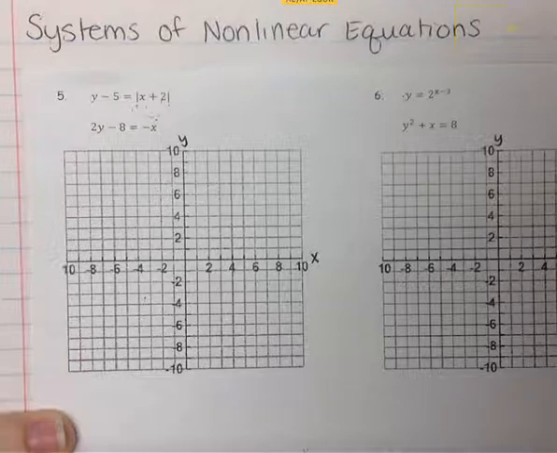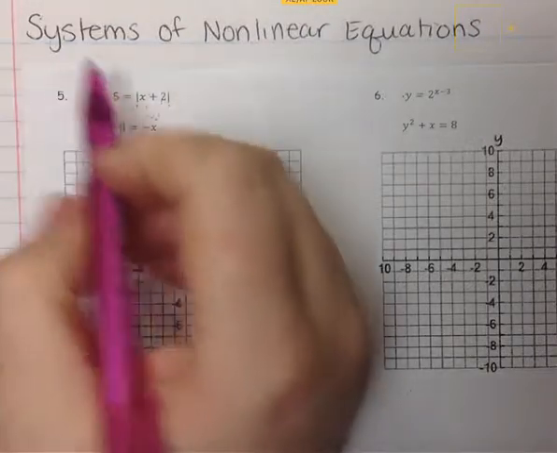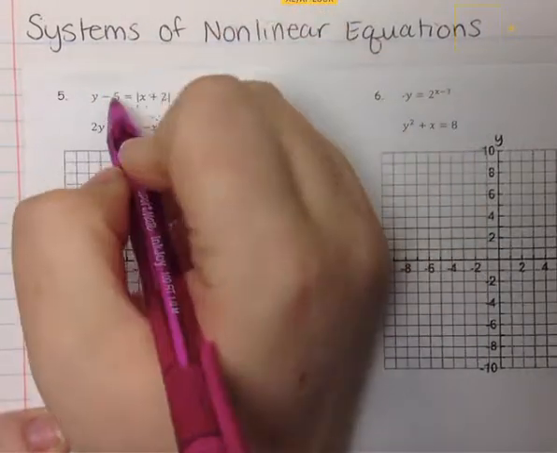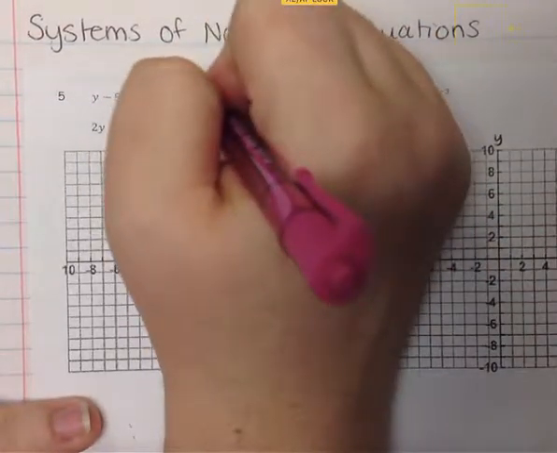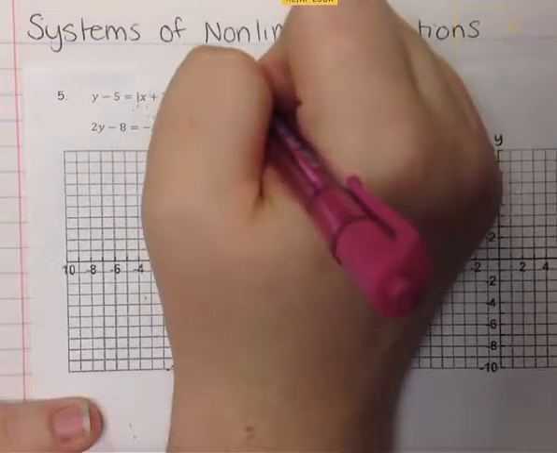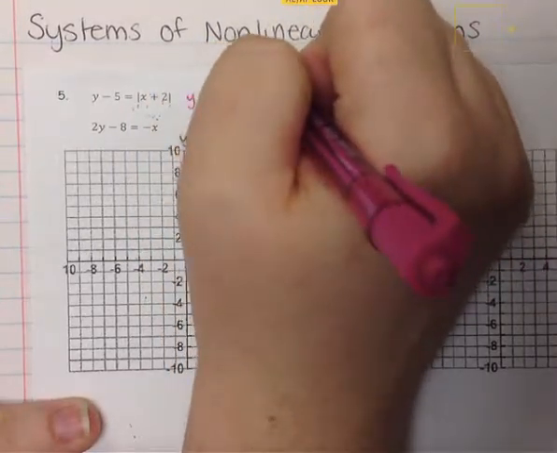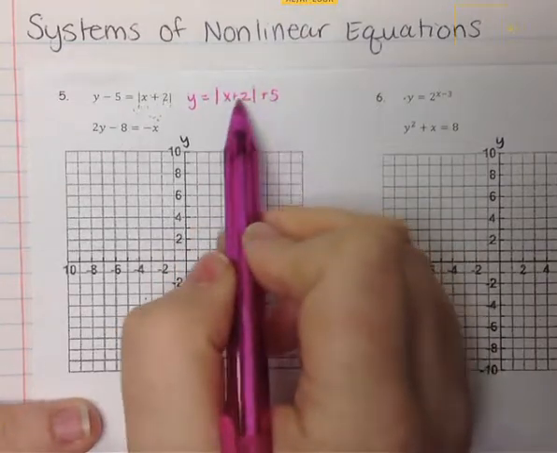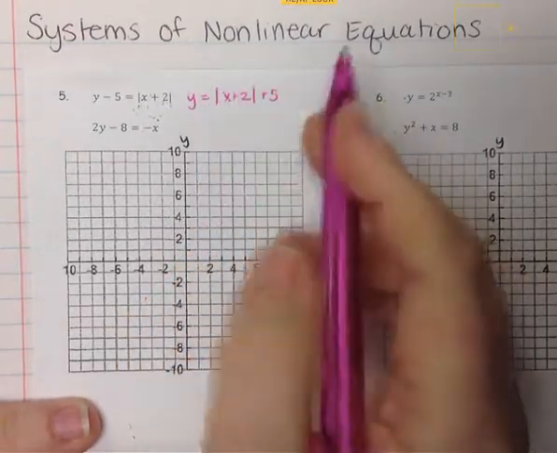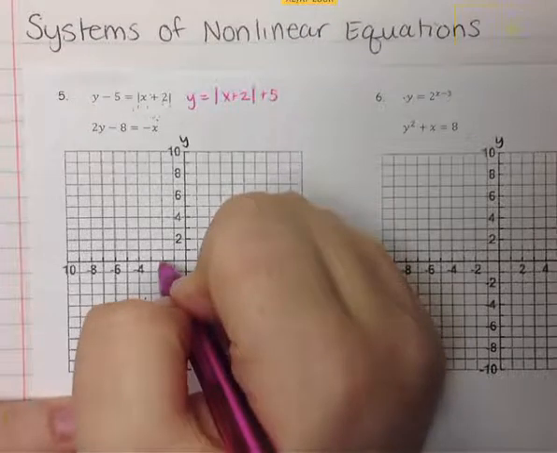First graph I'm going to graph in pink. I need to rewrite this so it is in y equals format. I need to add the 5 to the other side. So this will be rewritten as y equals the absolute value of x plus 2, absolute value, plus 5. So I'm going to graph this. Since this is absolute value, we have a vertex and our slope of 1. Our vertex is at -2, +5.